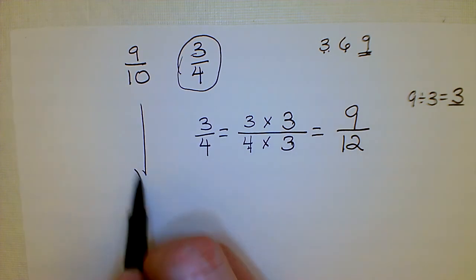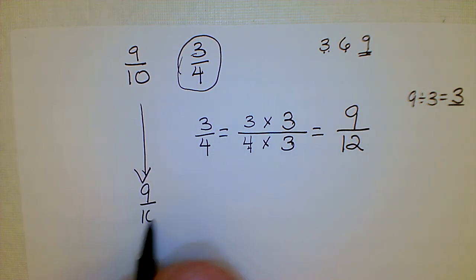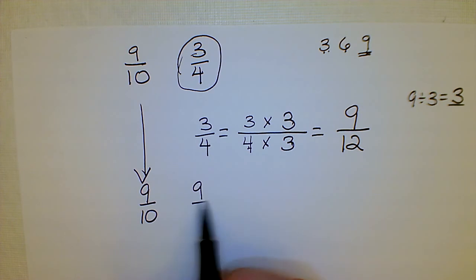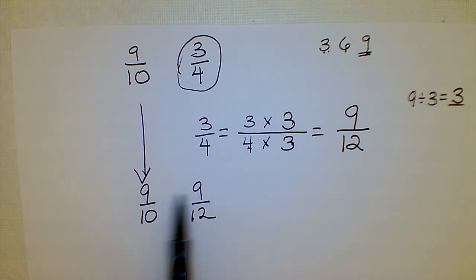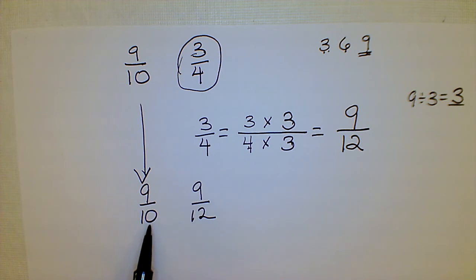Now I can compare my 9/10 and my 9/12. So since I now have the same numerator, a common numerator, I can just look at my denominator. Sharing between 10 people gives me bigger pieces than sharing between 12 people. 10 is a smaller number than 12, so these pieces are bigger. Here I have more pieces. So I'm going to make the alligator eat the larger number. 9/10 is larger than 9/12.